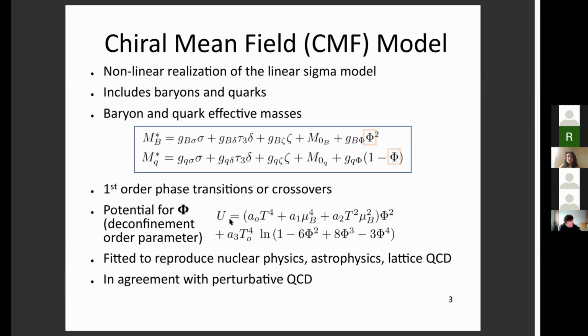This is also going to allow me to have a phase diagram that more or less fulfills the expectations of the community. This model is fitted to reproduce nuclear physics, by which I mean saturation properties. In astrophysics, we have tested it in many different ways, calculating stellar masses, radii, cooling, and other quantities, and I'm also going to show you later neutron-star merger simulations. This model was built constraining some quantities to lattice QCD, and we also checked recently that it's in agreement with perturbative QCD in the regime relevant for astrophysics.